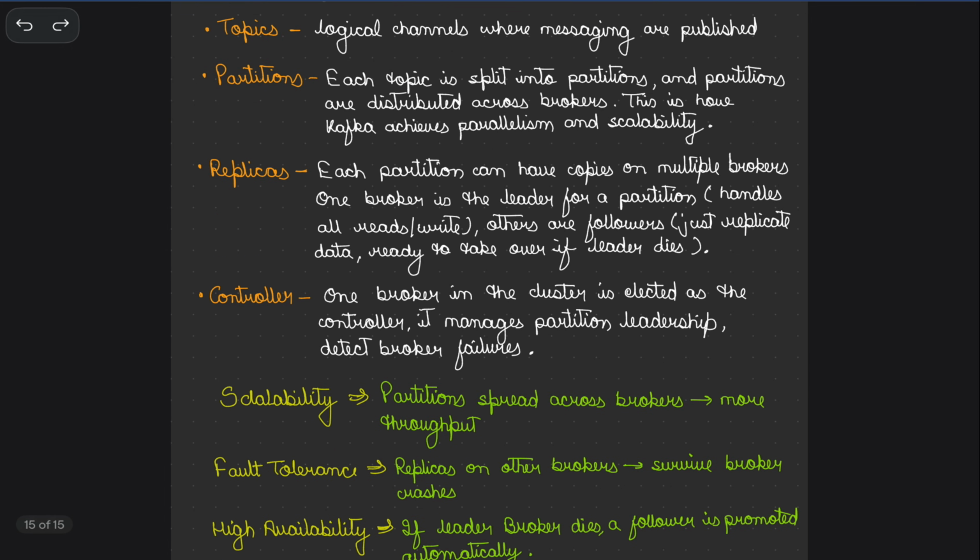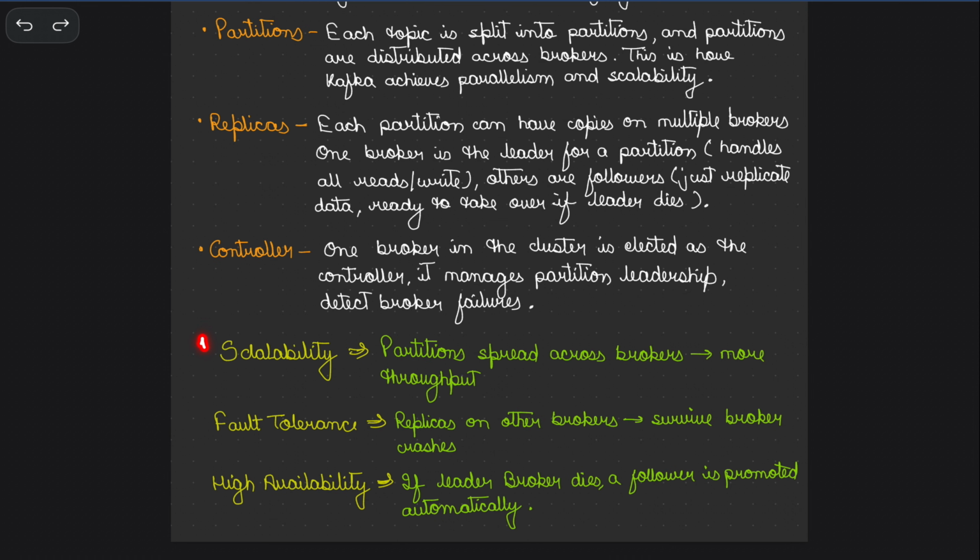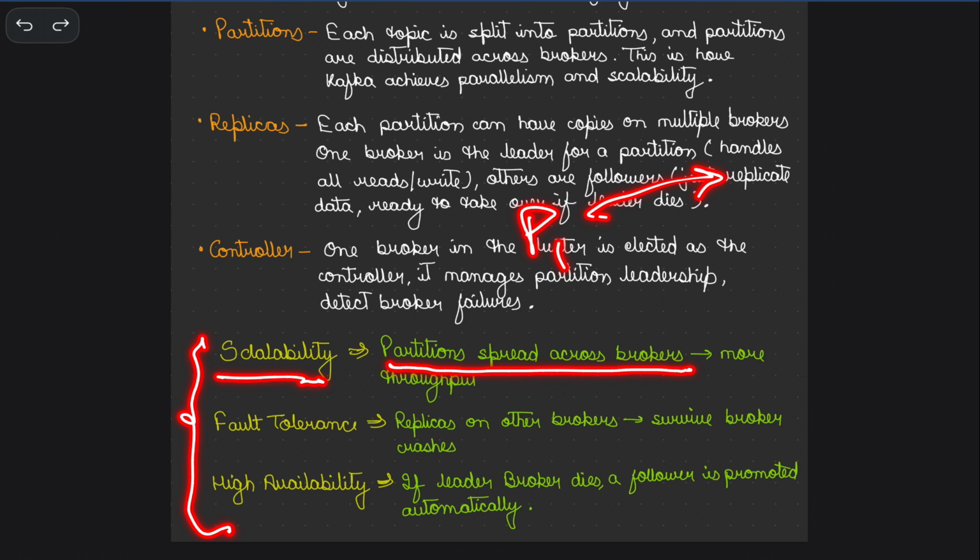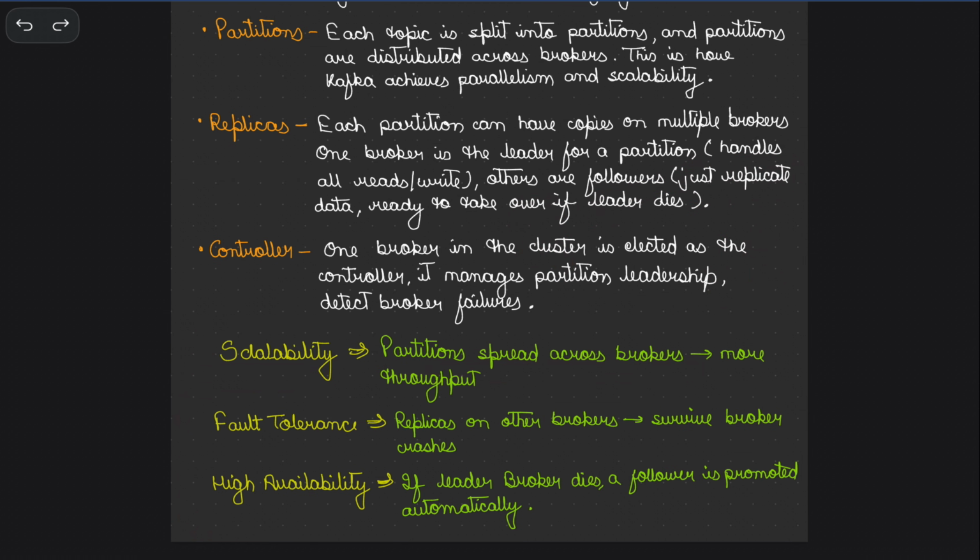Now let's see the controller. One broker in the cluster is elected as the controller. It manages partition leadership and detects broker failures. Now let's see three things and how they are achieved. Scalability: how is it achieved? By partitions spread across brokers. Partition 1 will be spread across multiple brokers, so there is more throughput. If one is down, we get the response from another broker.